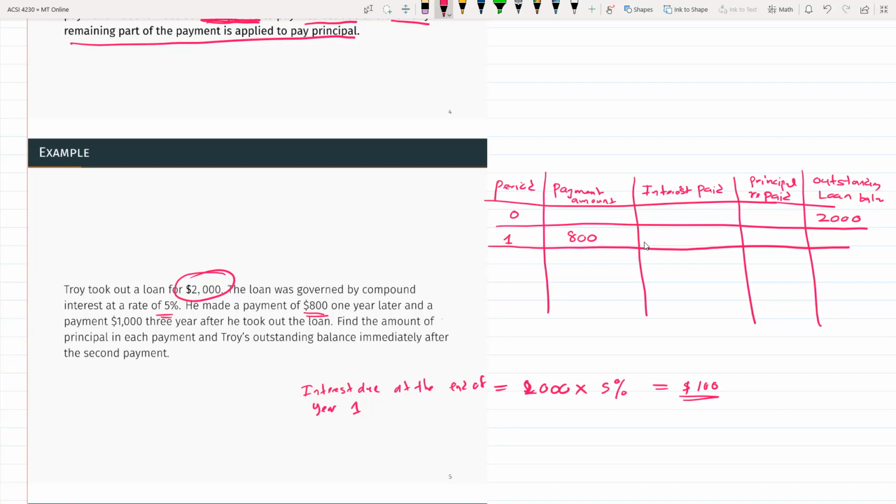The payment of 800 is first applied to pay interest. So you will first pay interest, which is 100. Then the principal is what remains, so 700. When you add these two, it's going to be 800. So when you add the 100 interest paid and the principal repaid, it's going to be the payment amount. You repaid principal of 700, so the remaining balance would be 1,300. How did I get that? 2,000 minus 700, you get 1,300.